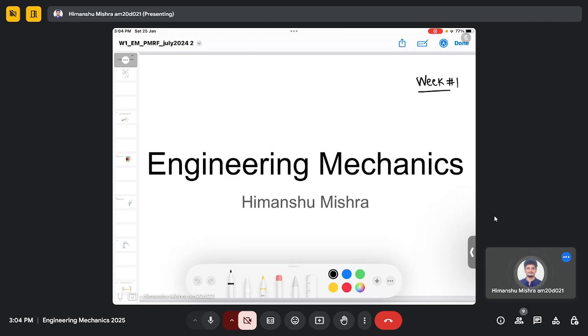So, hello everyone. I am Himanshu Mishra and I am a PhD scholar in the Applied Mechanics Department at IIT Madras. Basically, I am working on geophysical flows, particle-laden geophysical flows. Here, I will take the tutorial for the course Engineering Mechanics that has been offered on NPTEL. For this semester, I will be taking the tutorial class every Saturday from 3 p.m. to 5 p.m. for 12 weeks.